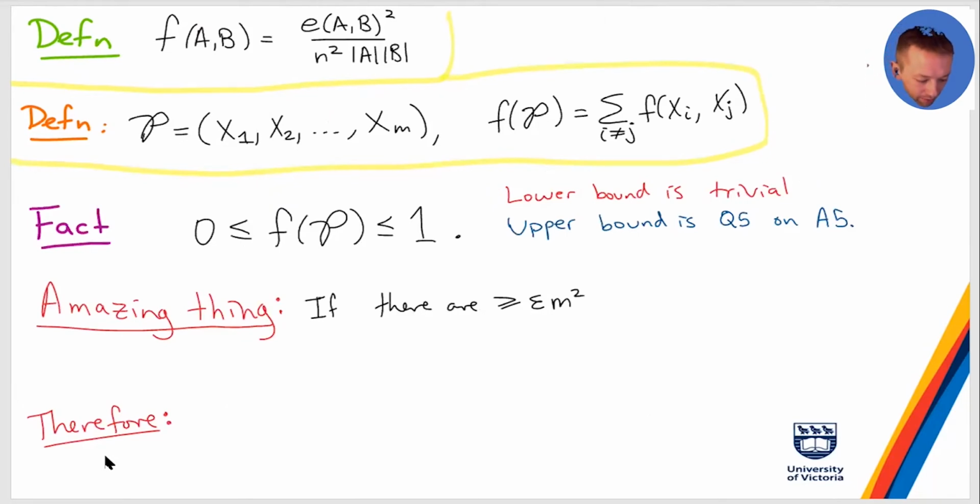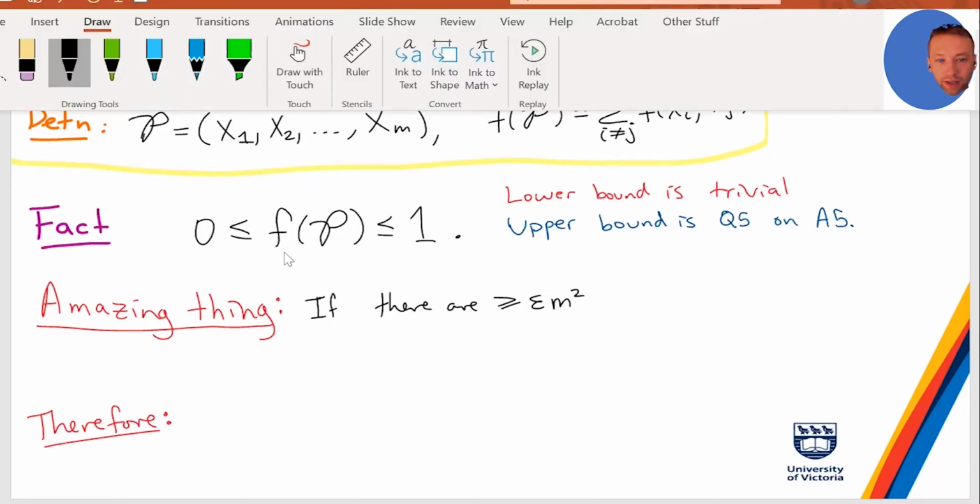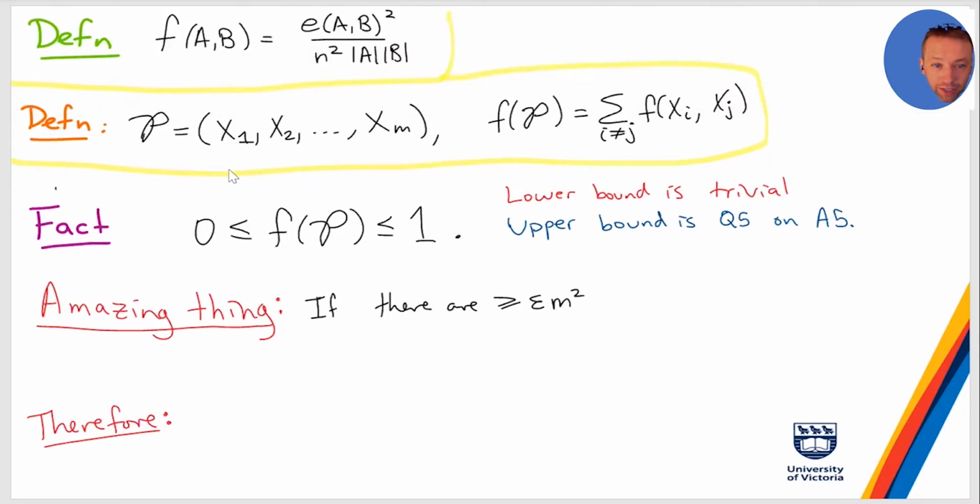So here's a description of why this algorithm terminates, and we're going to spend some time on this. First of all, it's not hard to check that for any partition, f(P) is at least 0 and at most 1. The lower bound's trivial because f(A,B) is always non-negative, clearly, and if you add up a bunch of non-negative numbers, it's non-negative. The upper bound is on your assignment 5.